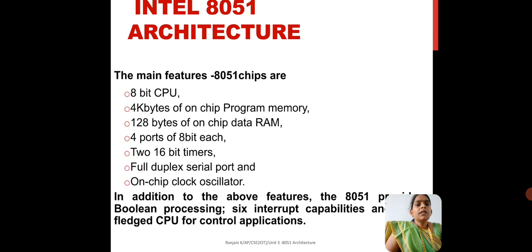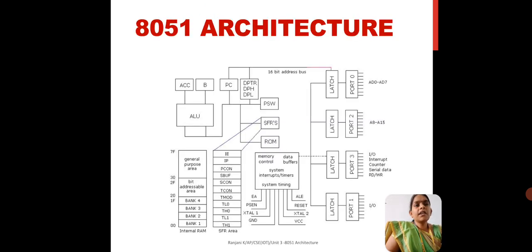These are the main features of the 8051 architecture: an 8-bit CPU, 128 bytes of RAM, 4 kilobytes of on-chip program memory, 4 ports of 8 bits each, two 16-bit timers, one clock oscillator, and two full duplex serial ports. So these are the main features of your 8051 architecture.